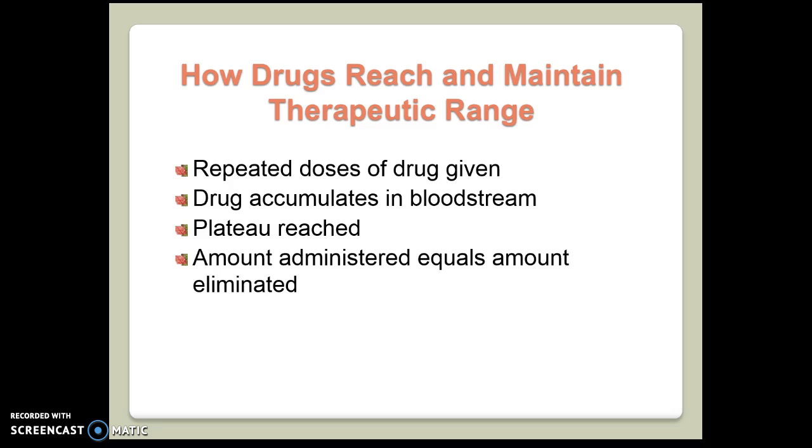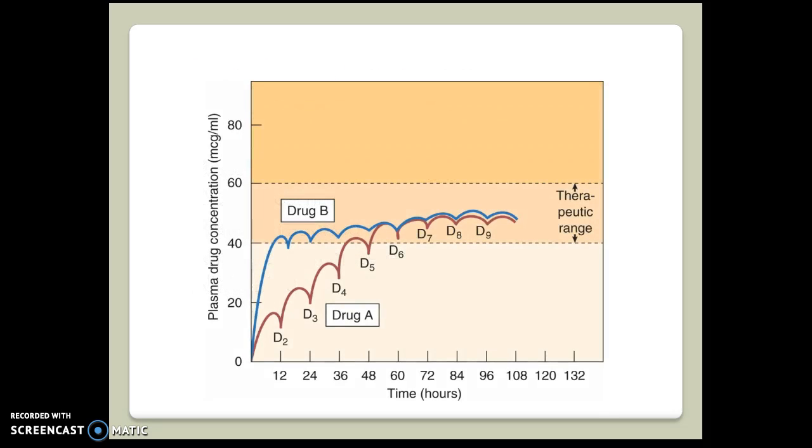Therapeutic ranges. We're going to talk a little bit about, when we talk about atrial fib, loading doses and maintenance doses. And so it's about how drugs reach and maintain therapeutic range. Some medications require repeated doses in order for the amount of drug to accumulate in the bloodstream and reach a plateau where it's going to do the maximum effect. And the amount that you're giving is equal to the amount that's eliminated.